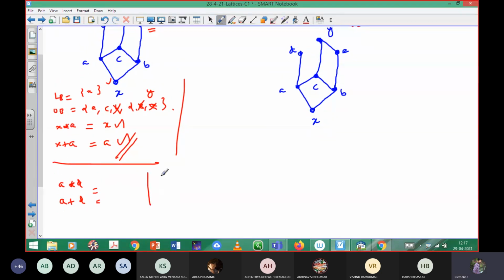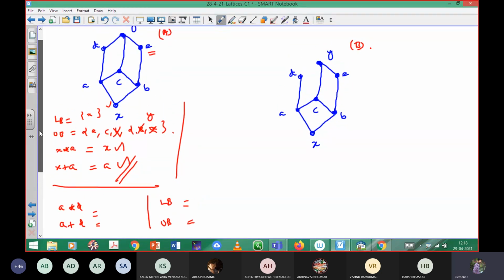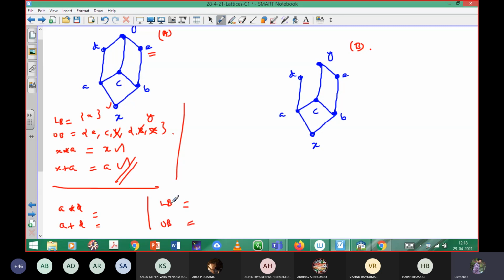First you need to determine LB and then UB. So what is the LB of A and D? A and X, sir. Very good. A and X. Superb. Likewise UB: D and Y. Very good. Now you yourself can realize you have practiced better, so that you are saying the answer in a quick way.